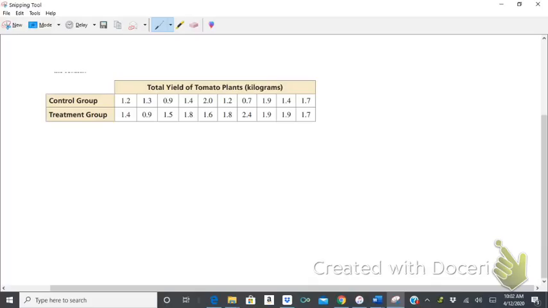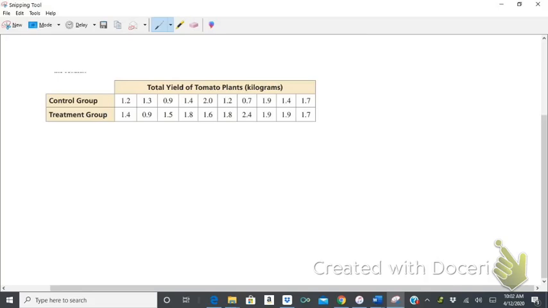But basically what we're looking at right now is this. A farmer has planted 10 plants in a treatment group, which receives the soil supplement, and then he's planted 10 plants in a control group, which doesn't have an extra soil supplement. Okay, so he's planted 10 plants. These are the 10 plants. This is how much he actually got from each tomato plant.